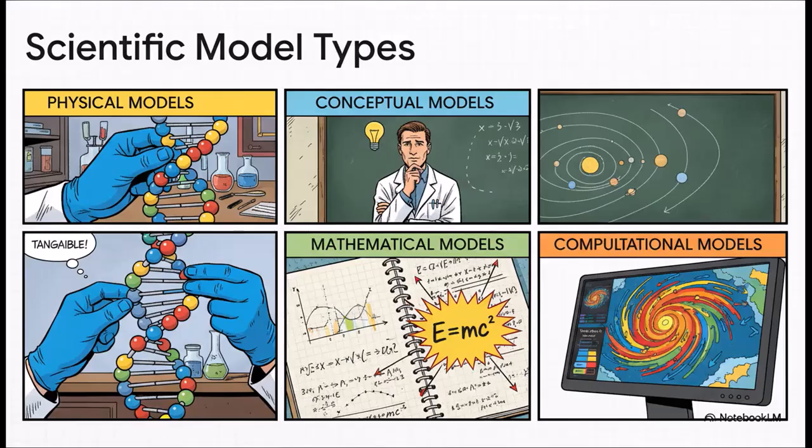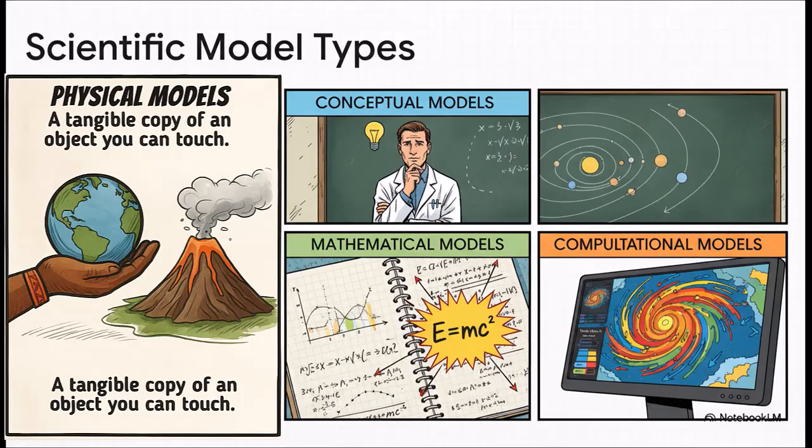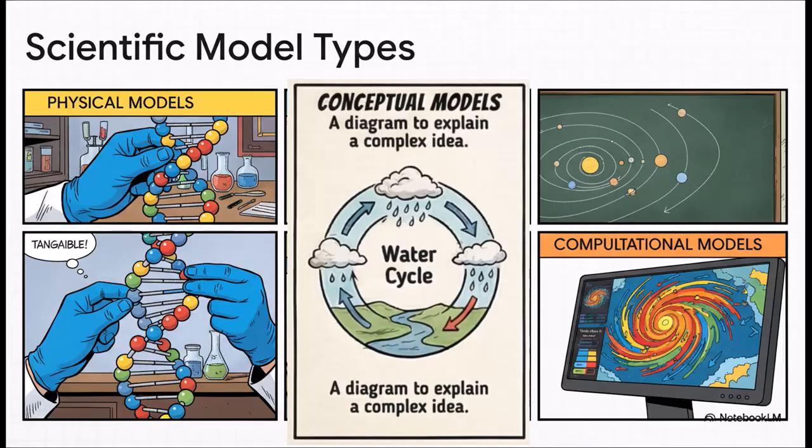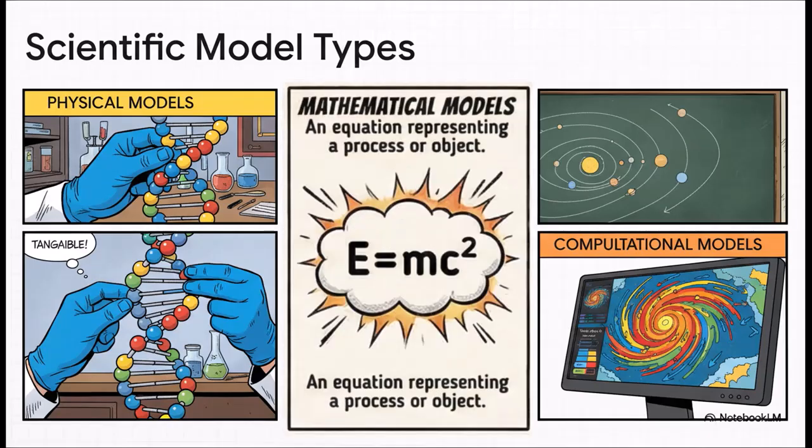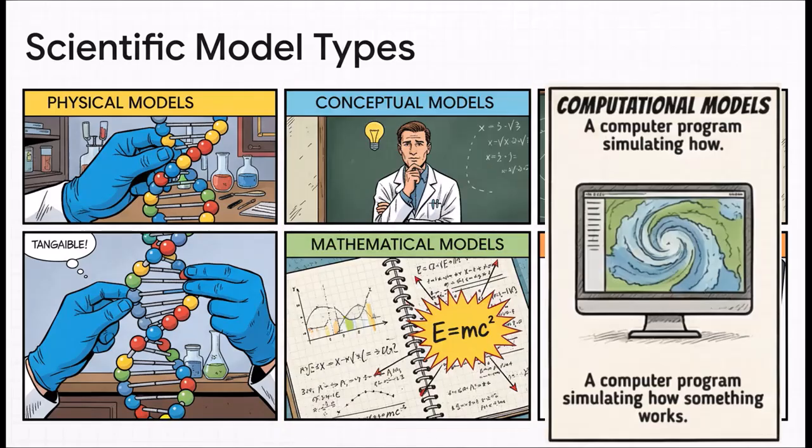And these models come in all sorts of flavors. You've got your physical models, like a model car or a globe, stuff you can actually touch and feel. Then there are conceptual models, which are more like drawings, say a diagram of the water cycle. It helps you see the idea. We also have mathematical models that use the language of math, like equations, to describe how things are related. Think E equals mc squared. And finally, you have powerful computational models, which are basically computer programs that can simulate really complex stuff, like predicting where a hurricane is going to go.